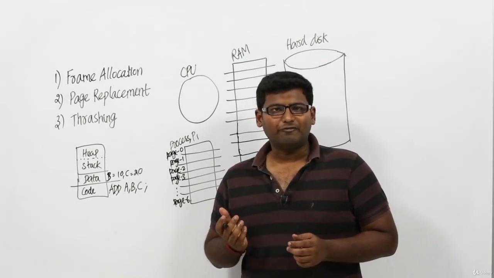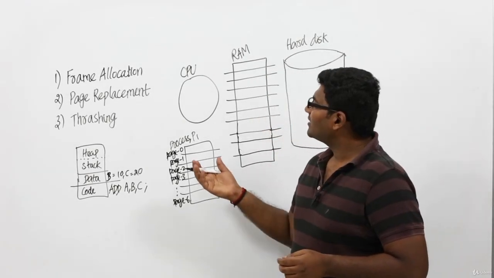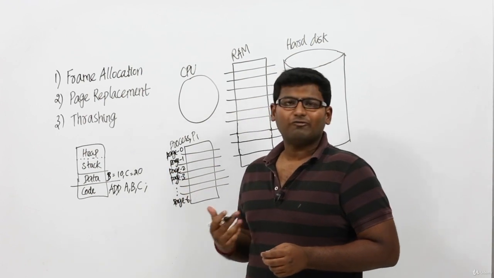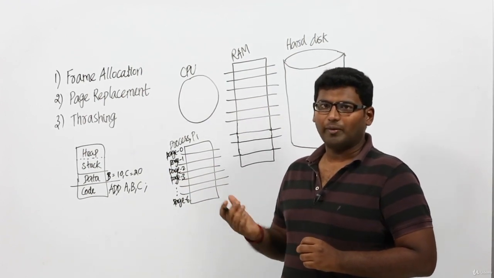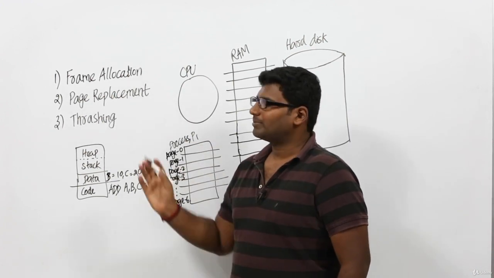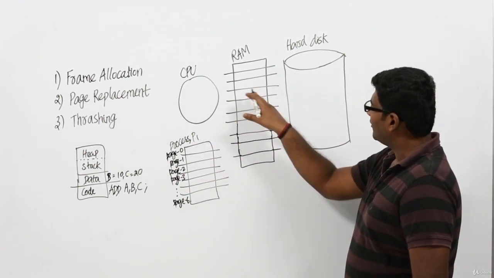Now let's see what is meant by frame allocation. What is meant by frame allocation is the number of frames which we are going to allocate for a particular process. You know what is meant by a frame, right? Our RAM will be divided into frames.